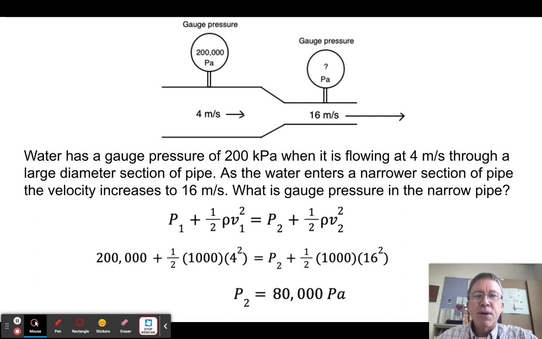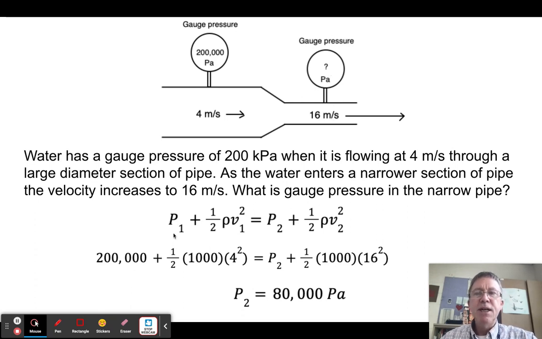So again, we'll go back to what I had, where I have a pipe that goes through a narrowing. I have a gauge pressure of 200,000 pascals, or 200 kilopascals, and a speed of 4 meters per second. When it goes into here, its speed has to increase, so it goes up by a factor of 4. And I want to know what the new gauge pressure is.